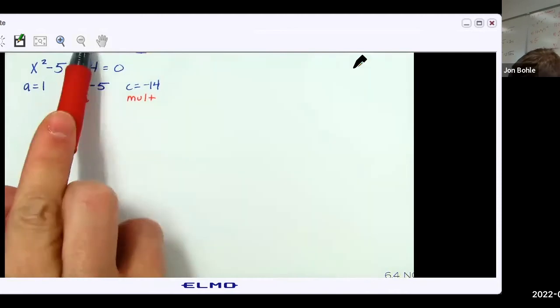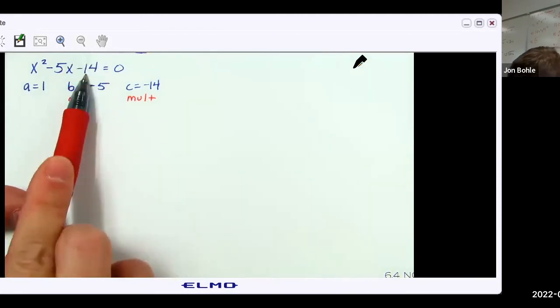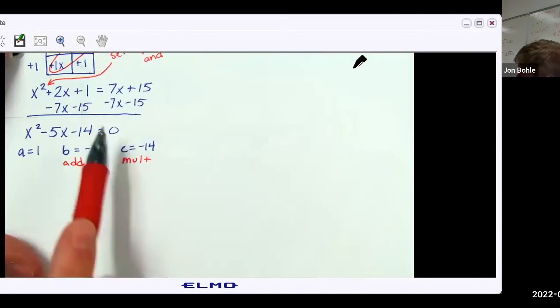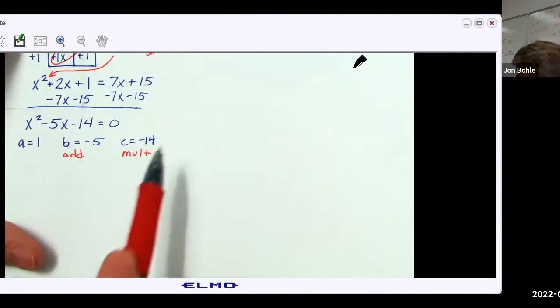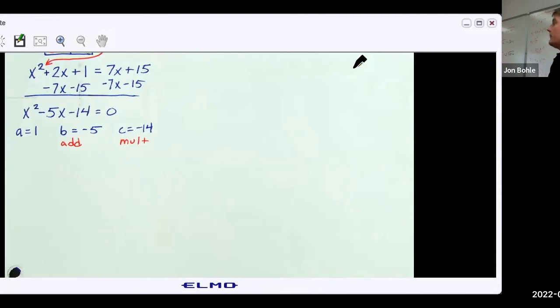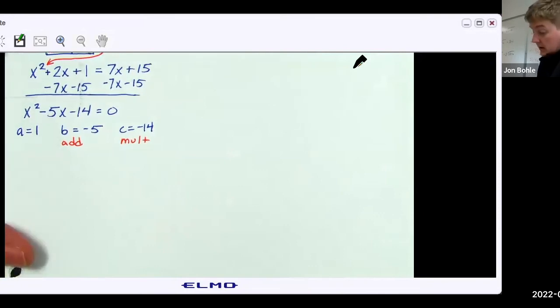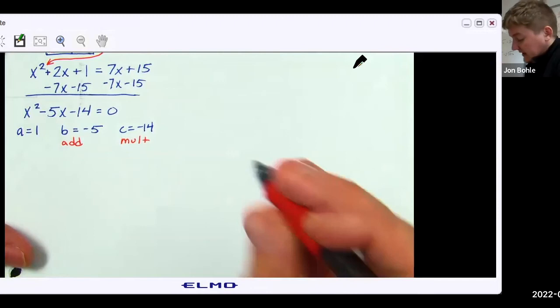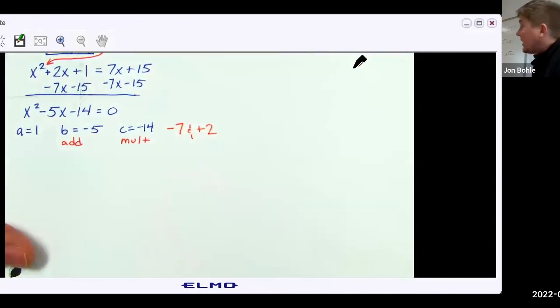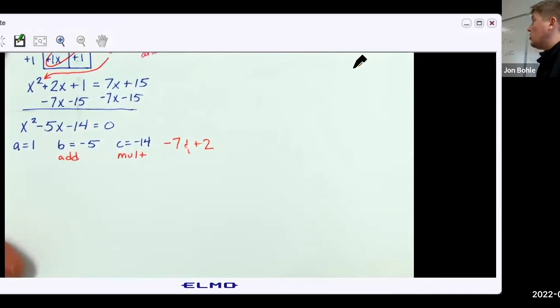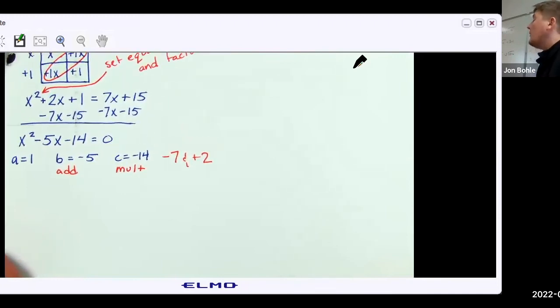Right here. 1 minus 15 is -14. Oh, sorry. This 1 minus 15, because I minus 15 over here and here. Okay. So now we're looking for combinations of numbers that multiply to -14 and add to -5. It's -7 and +2.